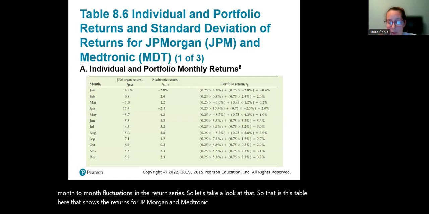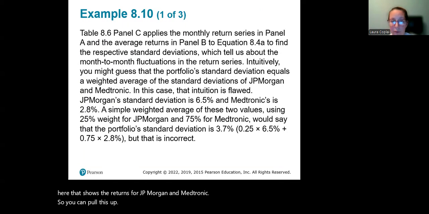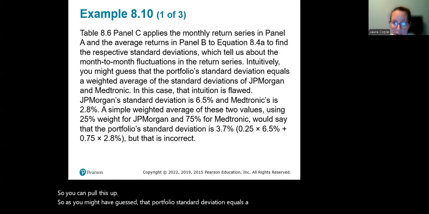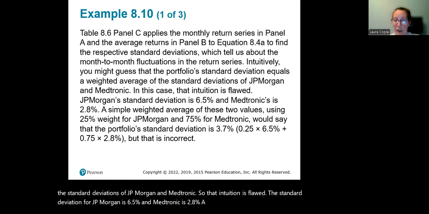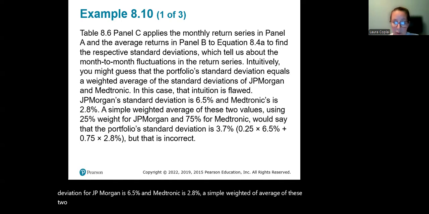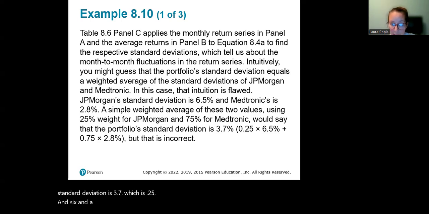So you can pull this up. As you might have guessed, the portfolio standard deviation does not equal a weighted average of the standard deviations of JP Morgan and Medtronic. So that intuition is flawed. The standard deviation for JP Morgan is 6.5%, and Medtronic is 2.8%. A simple weighted average of these two, with 25% weight for JP Morgan and 75% Medtronic, would say the standard deviation is 3.7%, which is 0.25 times 6.5 added to 0.75 times 2.8%, but that's wrong.